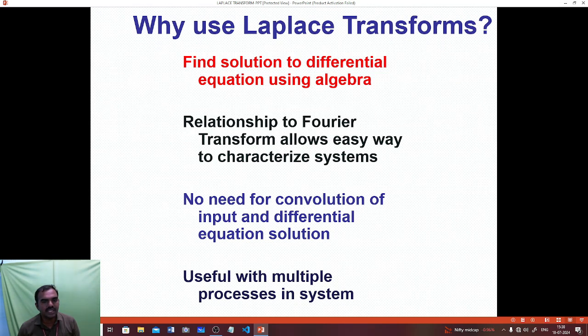And the relationship to the Fourier transform allows an easy way to characterize some systems. And no need for convolution of input and differential equation solution, and it works with various processes in a system.